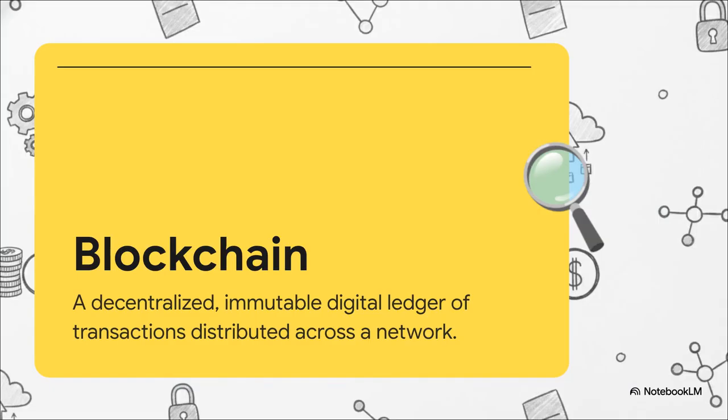So, the core textbook definition of a blockchain is a decentralized, immutable digital ledger of transactions distributed across a network. But what does that actually mean for us? Think of it like a shared Google Sheet for your MBA project group. Every single member has a copy, and everyone can see when new data is added. But here's the magic part. Nobody can go back and delete or secretly change past entries. It is completely transparent and permanently locked in. That's blockchain in a nutshell.